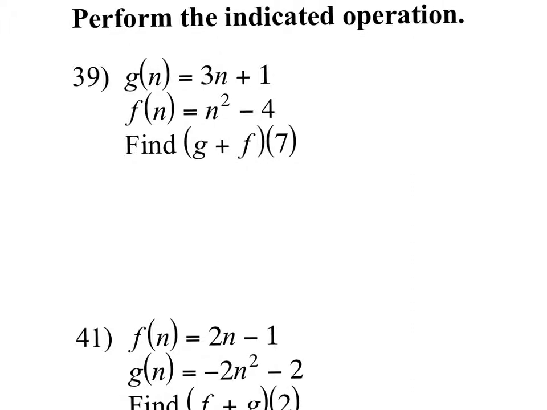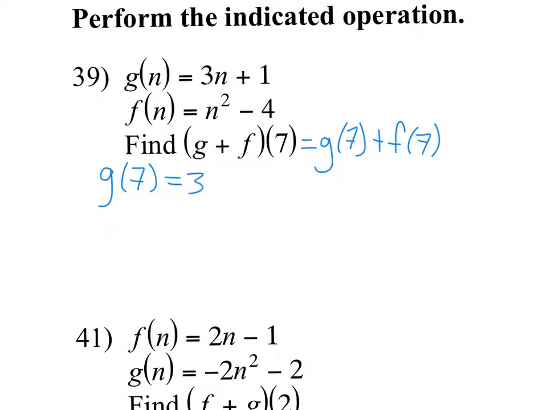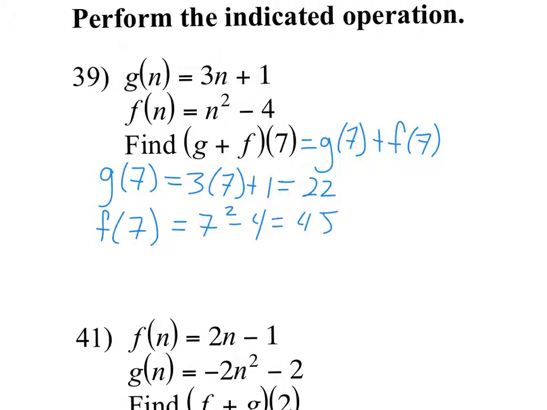This is the same as saying that we want g of 7 plus f of 7. And what that means is that we're going to plug these things in. So g of 7 is 3 times 7 plus 1, which is 22. F of 7 is 7 squared minus 4, which is 45. And if I'm adding those together, 22 plus 45 is equal to 67.